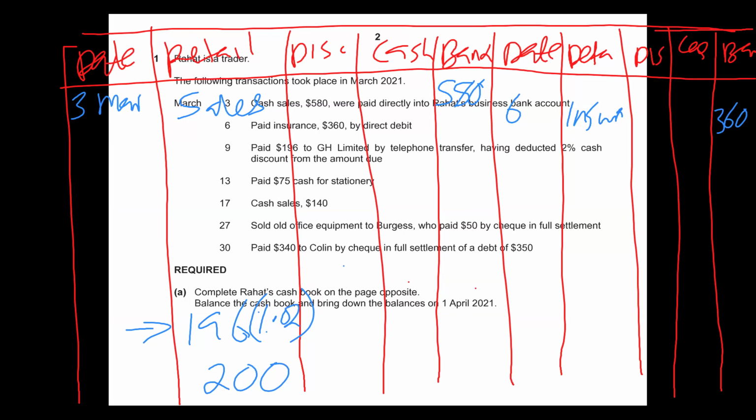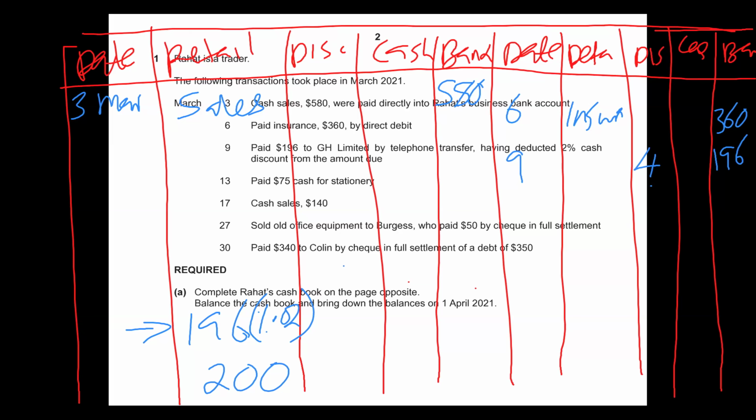What this means is that before they deducted the discount, the amount due was 200. But they paid how much? 196. How much was the discount? 200 minus 196, which is 4. Are you understanding? So you don't write 2% on the discount. No, we write the actual amount.